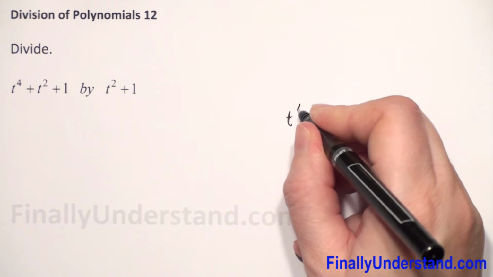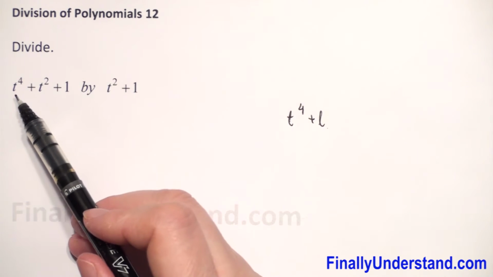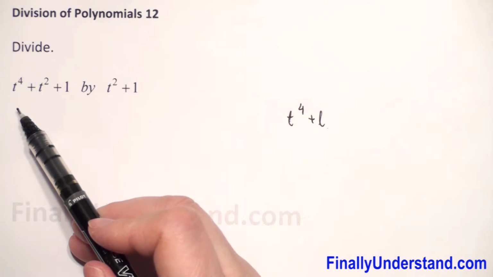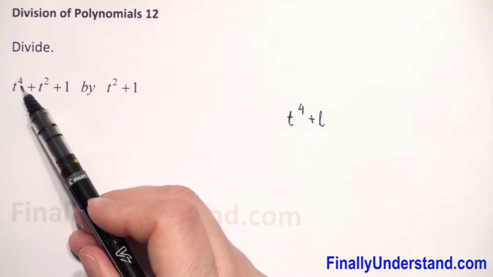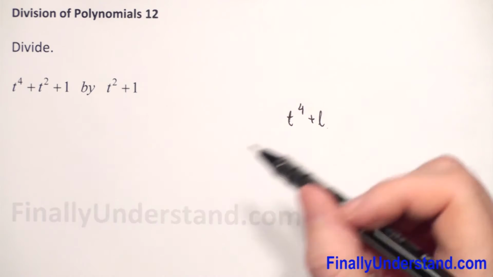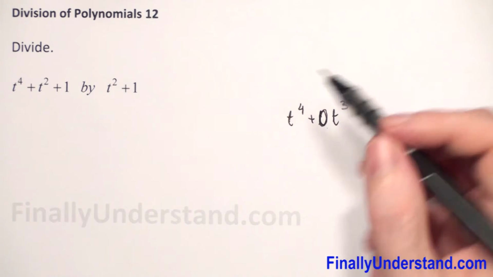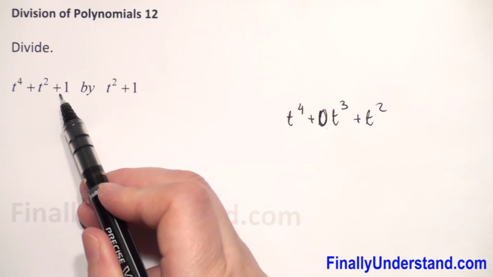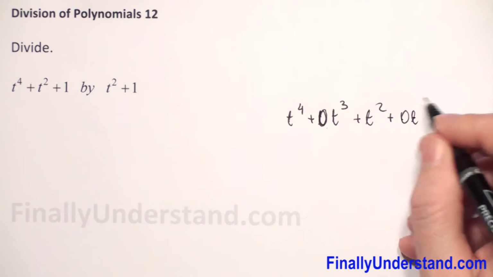Let me copy. t to fourth power plus t squared is next, but to make sure we don't make any mistakes, it's always easier if we add any missing terms with zero coefficients. So first is t to fourth power, so next should be t to third power. We don't have this term, so it means we have 0t cubed. Next we have t squared, so we just add t squared. Because next we have 1 only, we don't have t, so I add 0t, because 0 times t gives me 0.